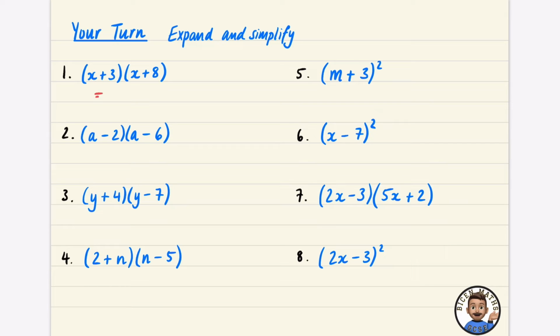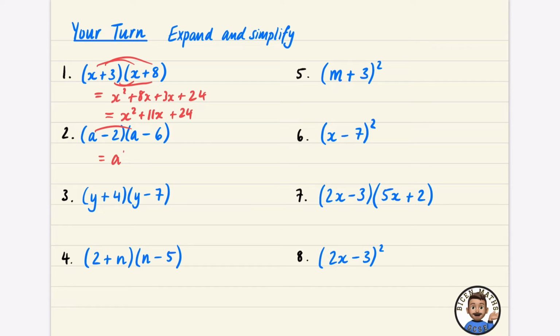Okay, so in this first one that we've got here, x times x is x squared, x times 8 is 8x, 3 times x is 3x, and 3 times 8 is 24. Let's make that a little bit clearer. I'll add the 8x and the 3x, which is in the middle, and that's going to give me x squared plus 11x plus 24.